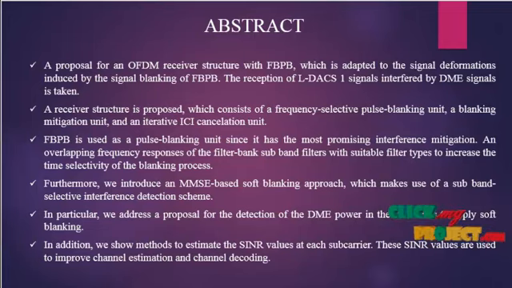A receiver structure is proposed which consists of a frequency selective pulse blanking unit, a blanking mitigation unit, and an iterative ICA cancellation unit. FPBB is used as a pulse blanking unit since it has the most promising interference mitigation and overlapping frequency responses of the filter bank subband filters with suitable filter types to increase the time selectivity of the blanking process. Furthermore, we introduce an MMSE based soft blanking approach which makes use of a subband selective interference reduction scheme.